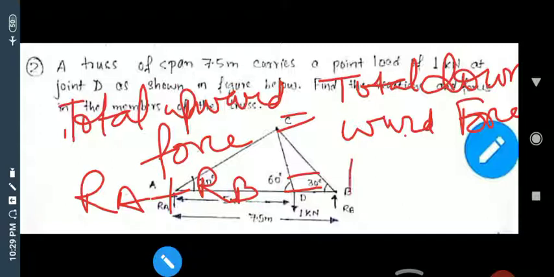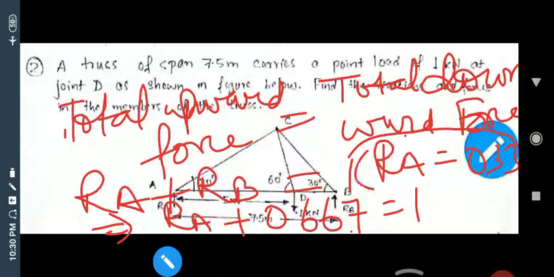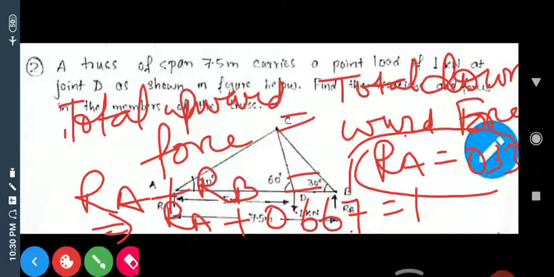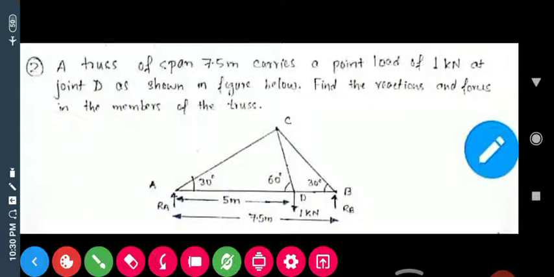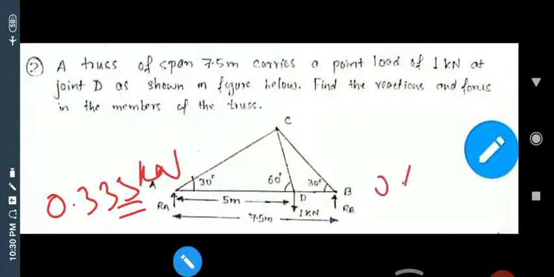So RA plus RB equal to 1. We have already found the value of RB. This is RA plus 0.667 equal to 1. Okay, then the value of RA obtained is 1 minus 0.667, that is 0.333. So we have obtained RA and RB. What is RA? The value of the reaction at A is 0.333 kilonewton, and this RB is 0.667 kilonewton. Is it fine? Okay.